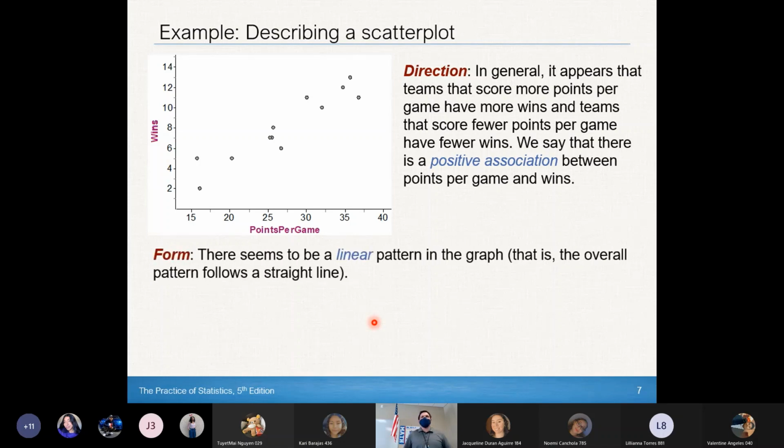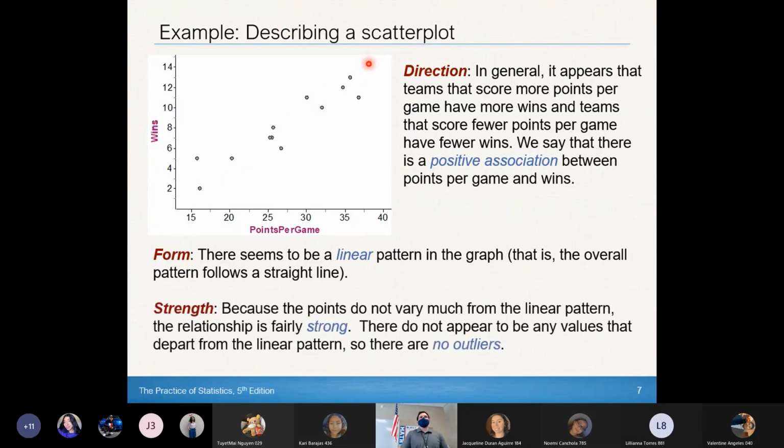Form. There seems to be a linear pattern in the graph. That is, the overall pattern follows a straight line. Okay, this is not curved. This is linear. And our strength: because the points do not vary much from the linear pattern, the relationship is fairly strong. If we draw a best fit line through this scatter plot, a lot of the points are going to be close to that line. That's a strong association. There do not appear to be any values that depart from the linear pattern, so there are no outliers.